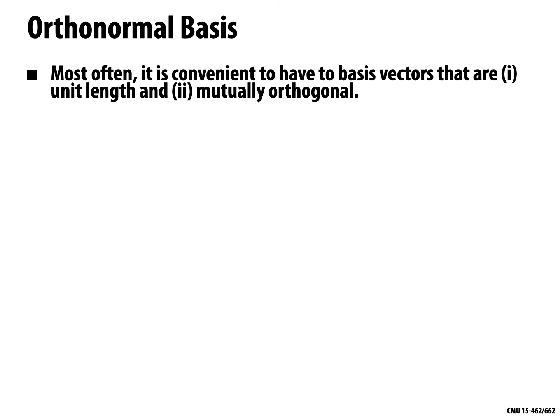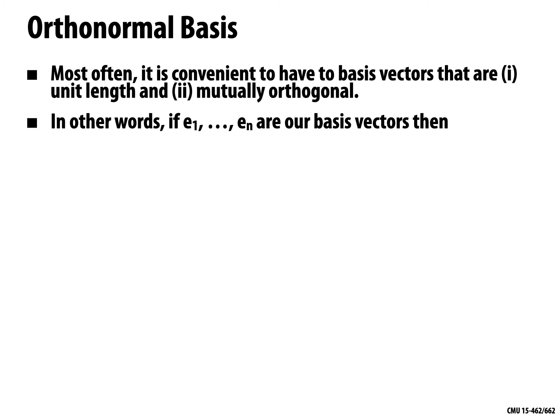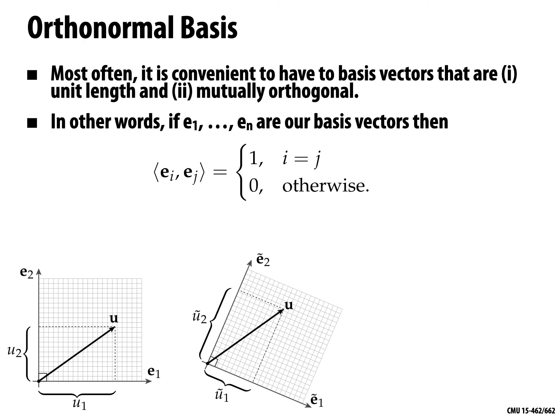So more precisely, an orthonormal basis means that you have a basis and all the vectors have unit length and they're all mutually orthogonal. In other words, if e1 through en are our basis vectors, then the inner product of ei and ej is 1 if i and j are the same vector, and 0 otherwise. So here are a couple examples, two different orthonormal bases for the plane, right? And a given vector, let's say a vector u, can be measured in each of these bases. I can give you coordinates in the first basis. I can give you coordinates in the second basis.